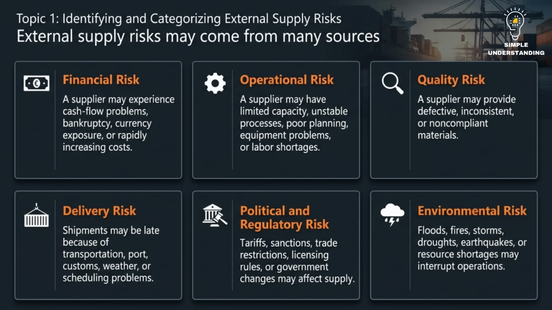Shipments may be late because of transportation, port, customs, weather, or scheduling problems. Political and regulatory risk. Tariffs, sanctions, trade restrictions, licensing rules, or government changes may affect supply. Environmental risk. Floods, fires, storms, droughts, earthquakes, or resource shortages may interrupt operations.